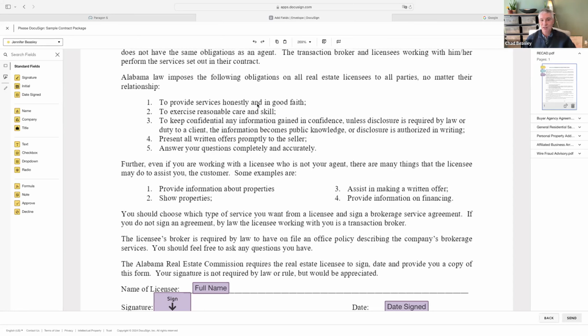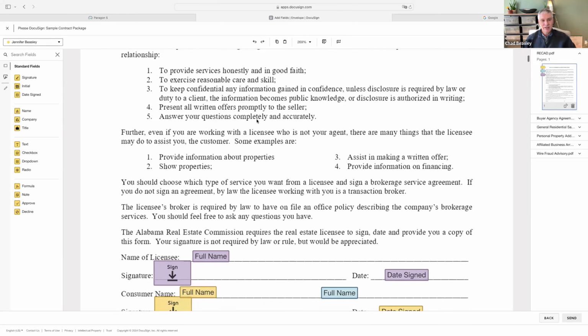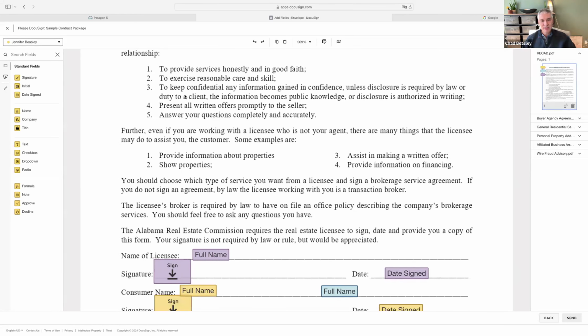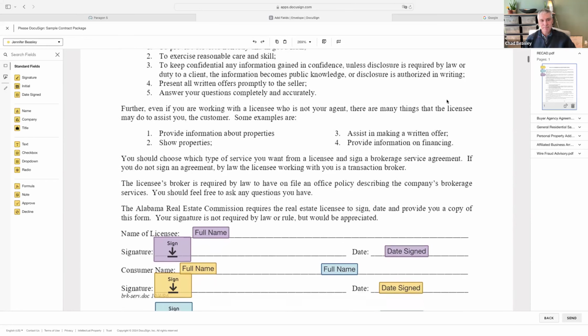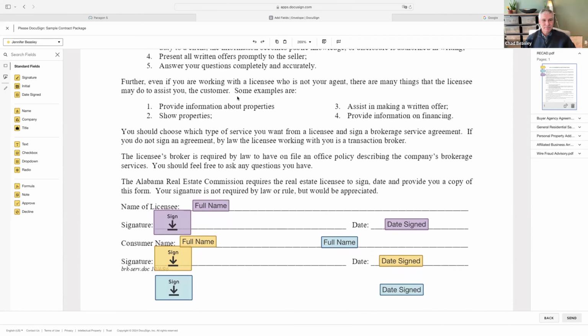You have to provide services honestly and in good faith. You have to exercise reasonable care and skill, and keep confidential any information gained in confidence unless disclosure is required by law or duty to a client, the information becomes public knowledge, or disclosure is authorized in writing. You must present all written offers promptly to the seller and answer questions completely and accurately.